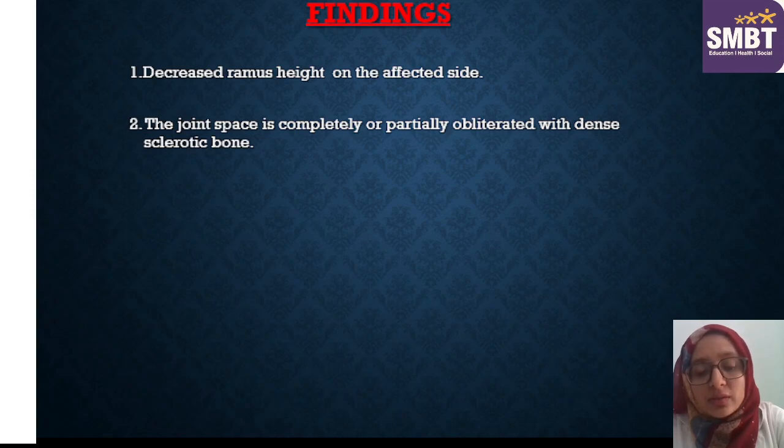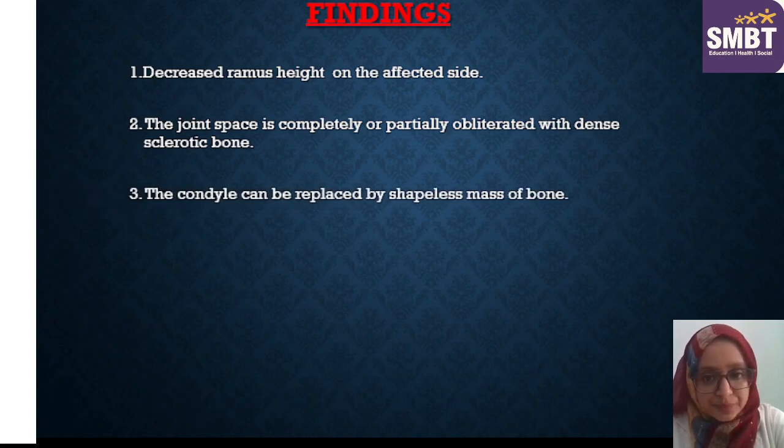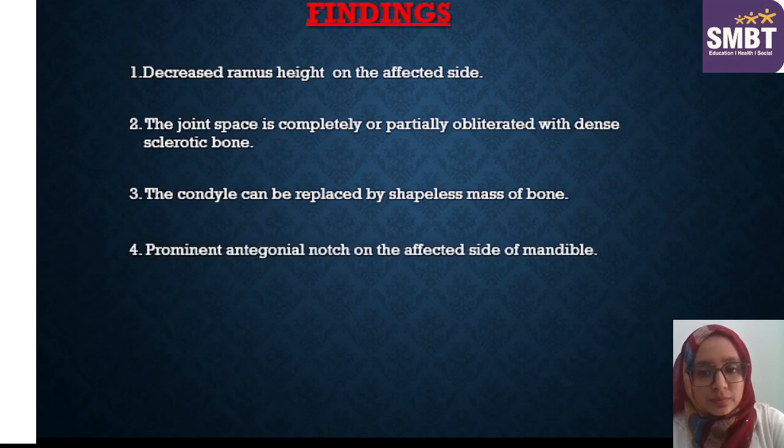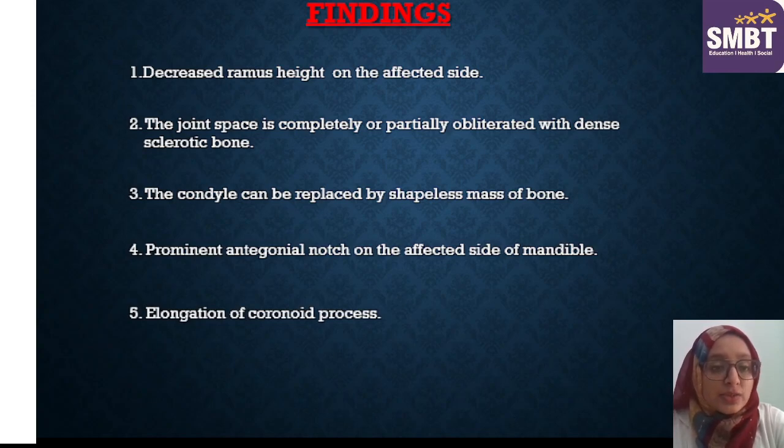So if it is affected, growth is hampered, and so the ramal height is also decreased. The joint space is completely or partially obliterated with dense sclerotic bone. The condyle can be replaced by a shapeless mask of bone. Prominent antegonial notch in the affected side of the mandible. These findings you have to find in investigation modalities, and then you can confirm that the patient is suffering from ankylosis.